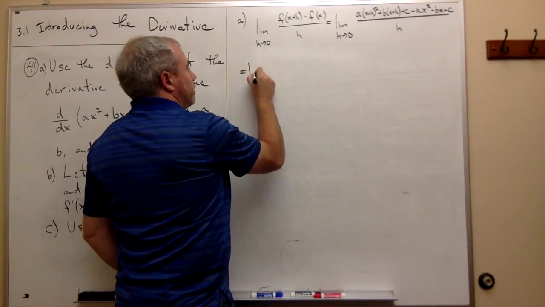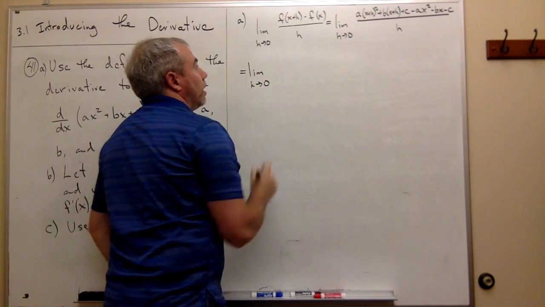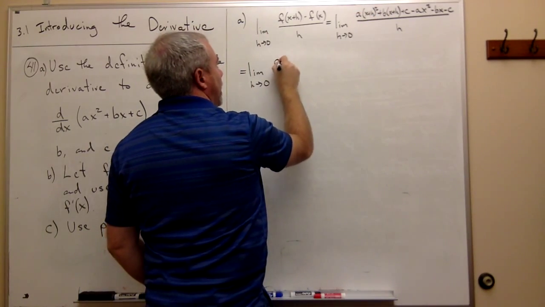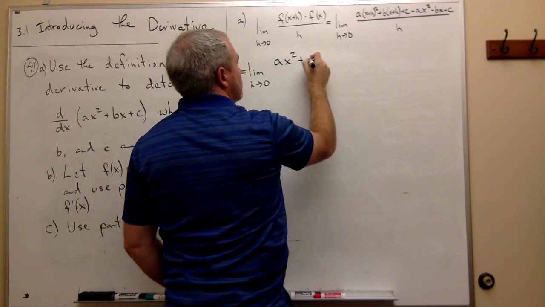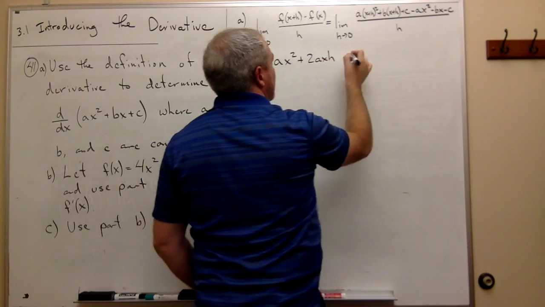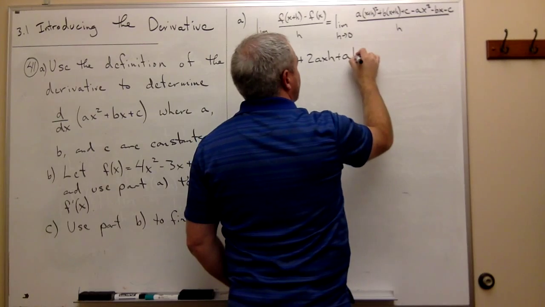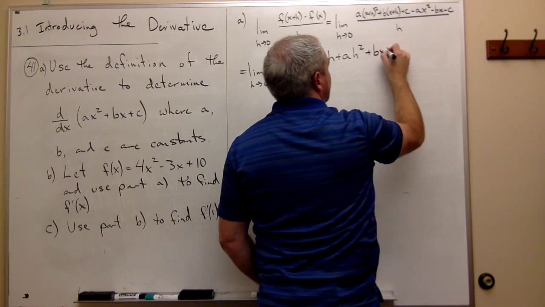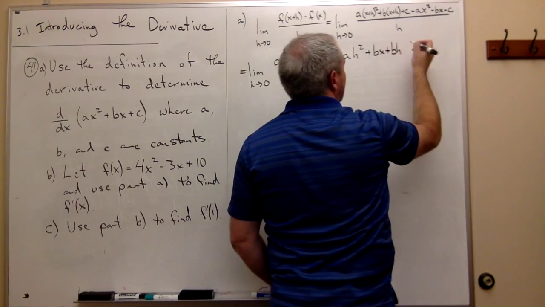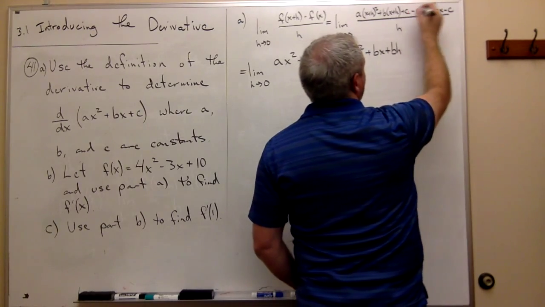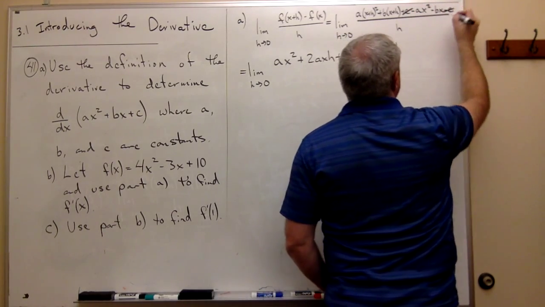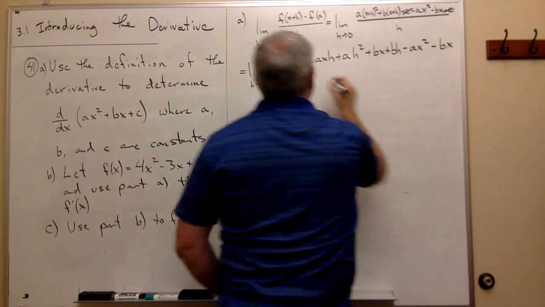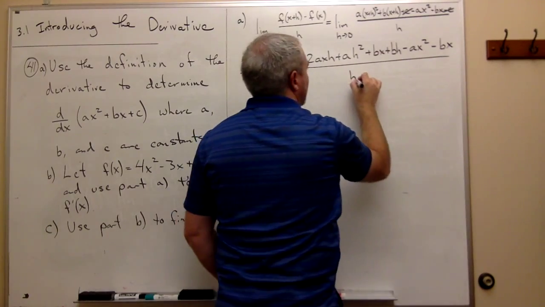So if I do, I get the limit as h goes to 0 of, if I square this piece out and multiply it by a, I'll get an ax squared plus 2axh plus ah squared. Then I multiply both of these by b, and I get plus bx plus bh. Then notice that I have a plus c and a minus c on top. I'll just cancel those. And then I'm left with a minus ax squared minus bx all over h.